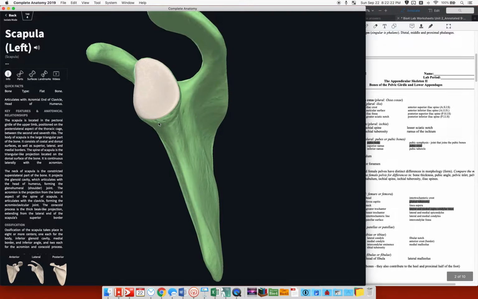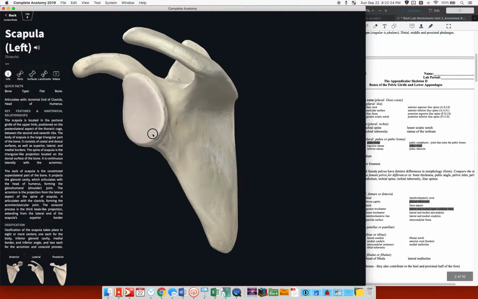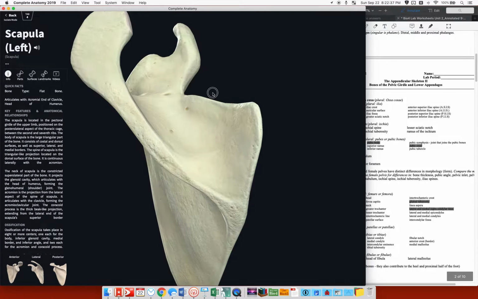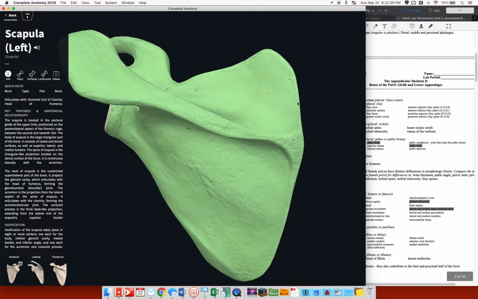Right here. Okay. This is the superior border. This is superior angle. This is the suprascapular notch. This is the medial border or vertebral border. This is the lateral border or axillary border. This is the inferior angle.